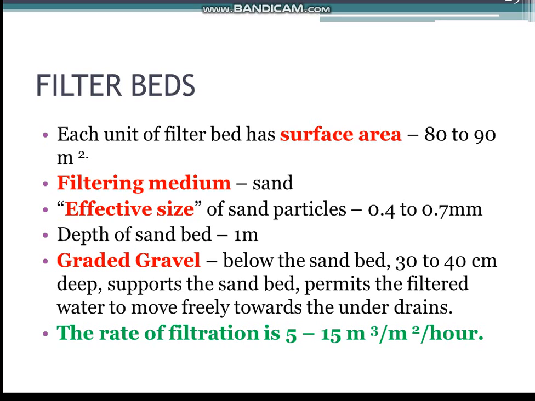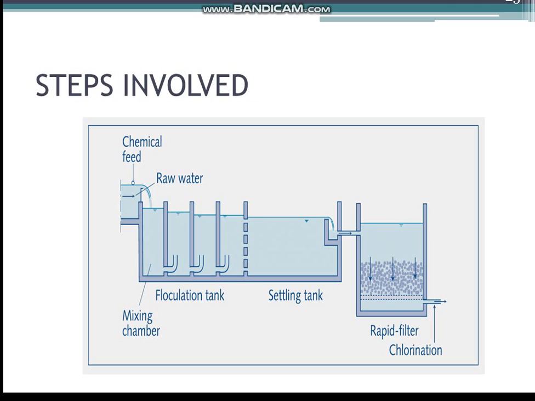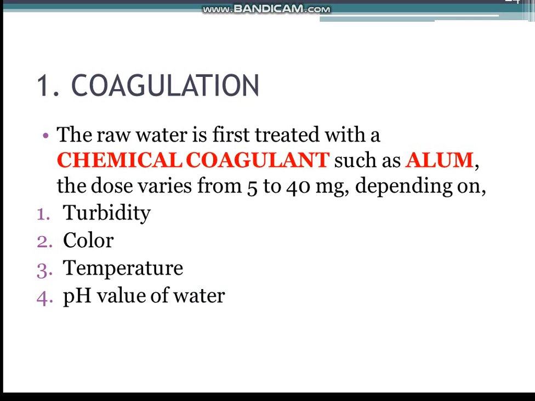The rate of filtration is 5 to 15 meter cube per meter square per hour, as compared to the rate of filtration of a slow sand filter. It was only 0.1 to 0.5 meter cube per meter square per hour. Going back to the diagram, as you can see, the raw water has first come into a mixing chamber, followed by a flocculation tank, then a settling tank, which further leads to disinfection by chlorination, which we will cover in the following topics.